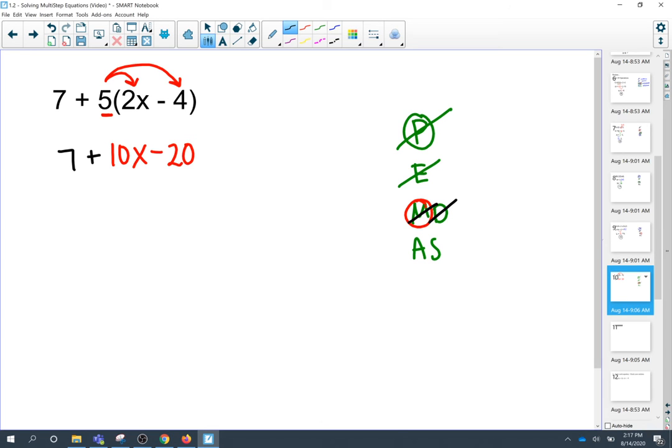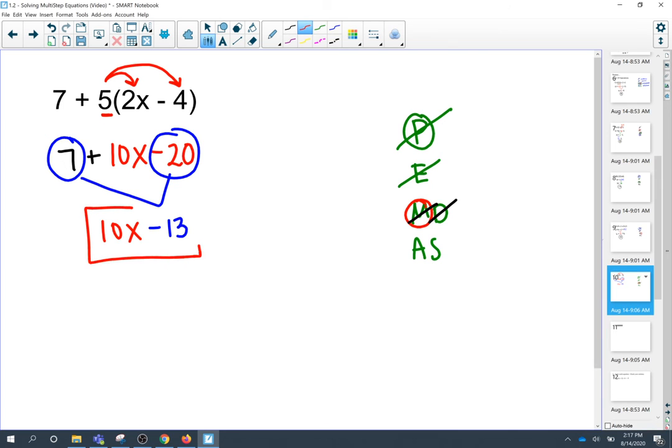Well, can I do 10x minus 20? Nope, can't do that either. So now we go into this simplify mode where we combine like terms. I can put together a 7 and a negative 20. So 7 plus negative 20, because these are like terms, let's see, is negative 13. And then I still have my 10x. And the answer here would be 10x minus 13. That is as simplified as you can go because I threw the x in.